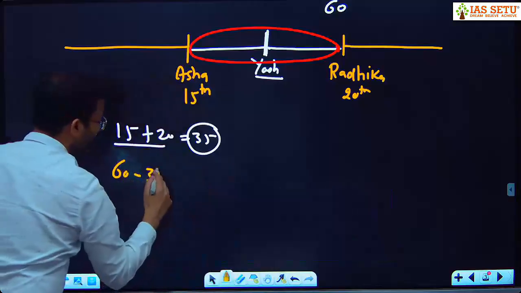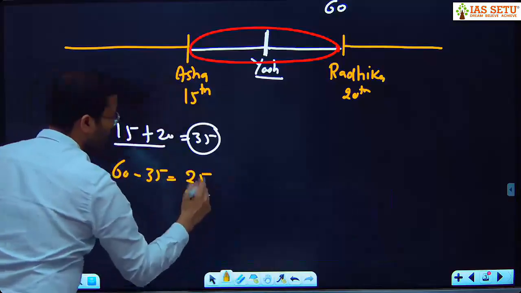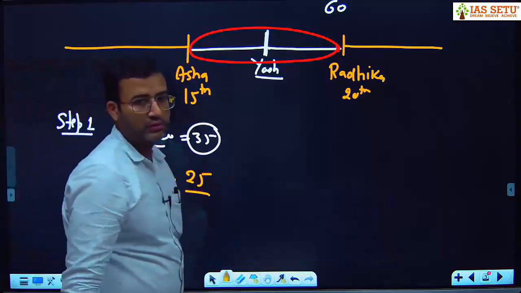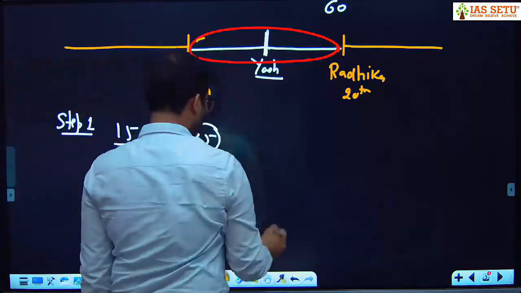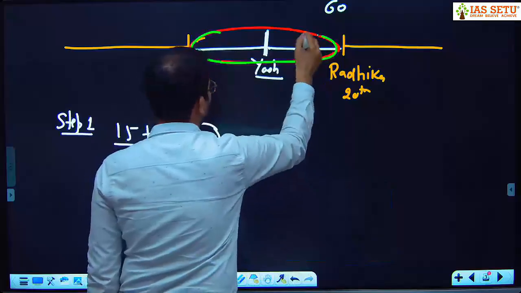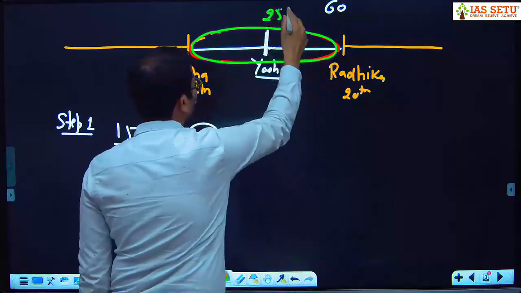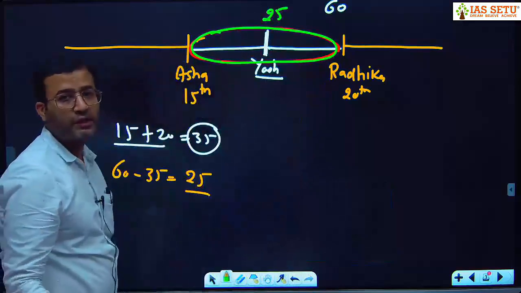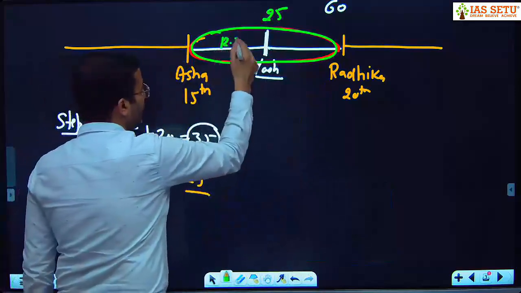60 minus 35, remaining are 25. So these are total 25 we have. Some students do one common mistake. They divide 25 as 12 and a half, 12 and a half.